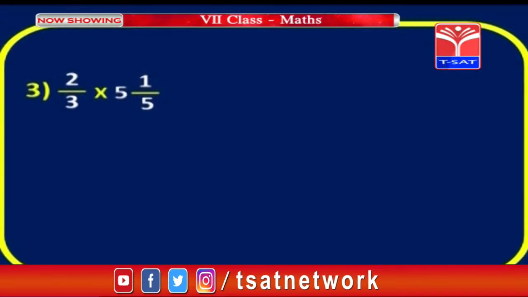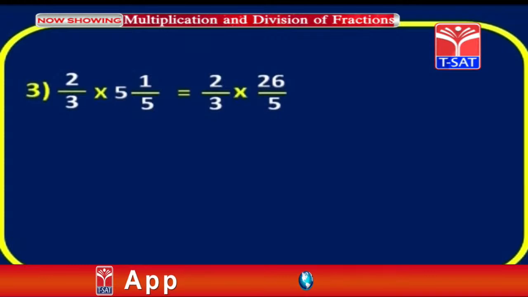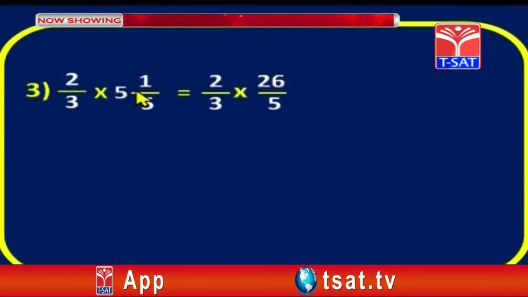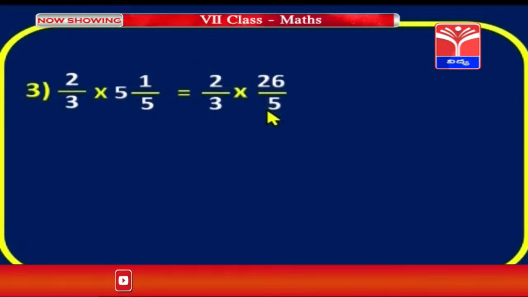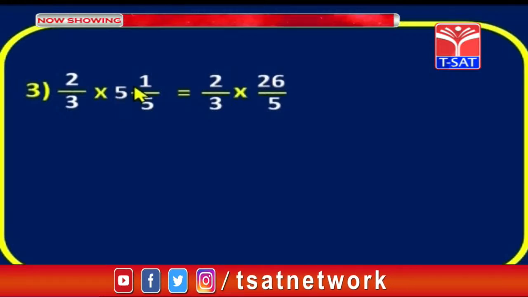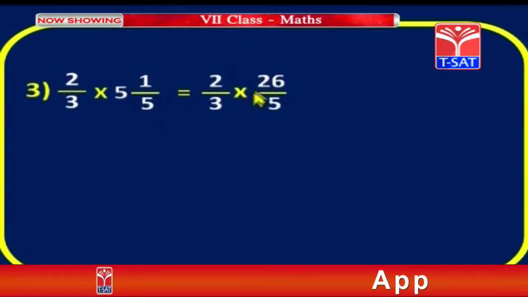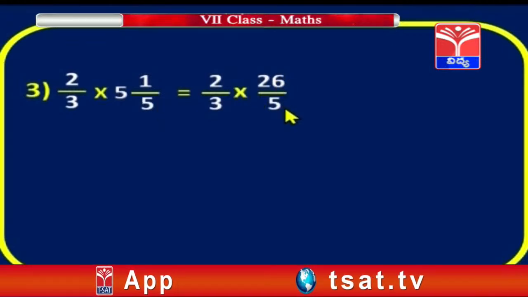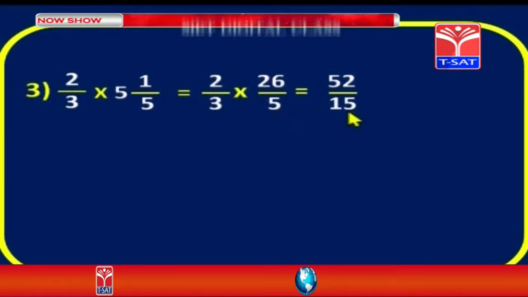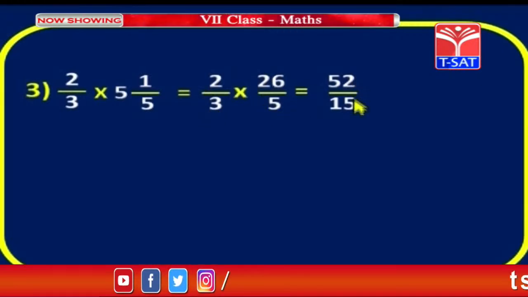2 by 3 into 5 1 by 5. Children, this is a different problem. Why? Because it is a mixed fraction. Whenever we get a mixed fraction, what you have to do? You have to convert it into an improper fraction. How to convert it? You already know. 5 5s are 25 plus 1, 26 by 5. So 5 1 by 5 can be taken as 26 by 5, and the product is 52 by 15. Okay, here we cannot cancel any terms, so we are getting 52 by 15.